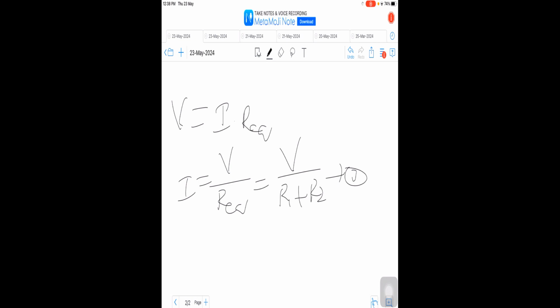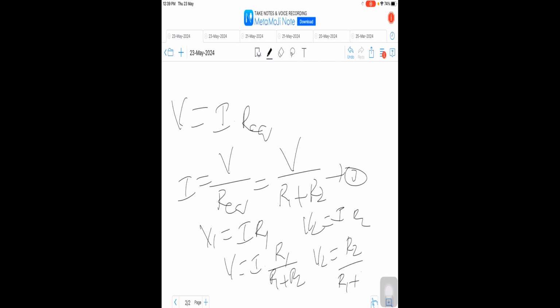Now substituting 3 in equation number 1, what do we get? Equation number 1 says V1 is equal to I into R1. So we get V1 is equal to I, so R1 divided by R1 plus R2. Similarly, V2 is equal to I into R2. Substituting the value for I, we get V2 is equal to V into R2 divided by R1 plus R2.